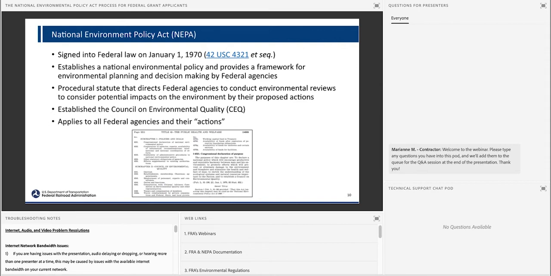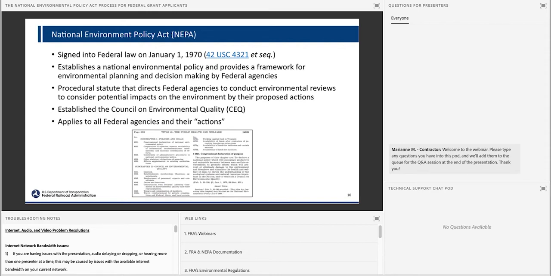What NEPA does is establish a national environmental policy and provide a framework for environmental planning and environmental decision-making by federal agencies. It is important to note this is a procedural statute that sets up the steps that agencies must follow. It does not specify a specific outcome of the process, but rather establishes a framework for agencies to consider and analyze the environmental impacts and effects of the projects under review by the agencies.